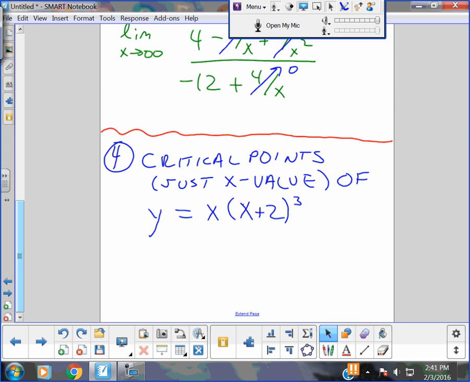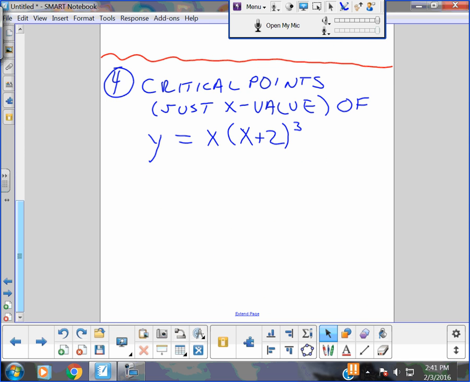Last warm-up today. Guys, do not cube out x plus 2. Do not multiply out x plus 2. Find the critical points of the function y equals x times x plus 2 quantity cubed. That's where y prime equals 0. So believe it or not, you want to get used to writing this, guys. Critical points happen there. If you're taking the AP, that's worth a point a lot of times.